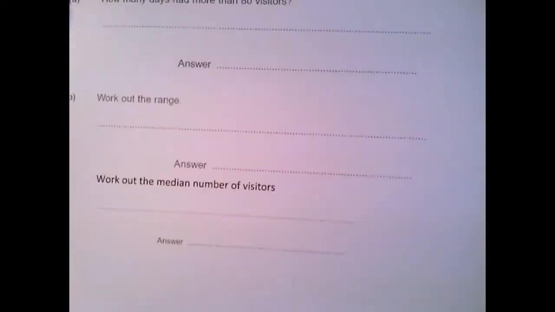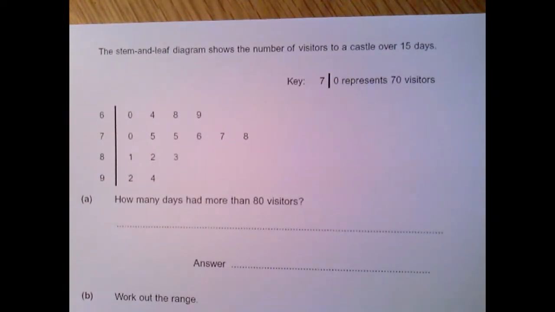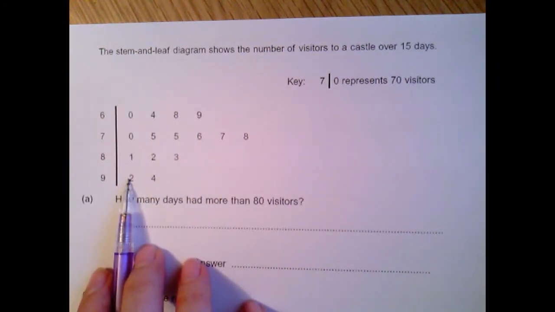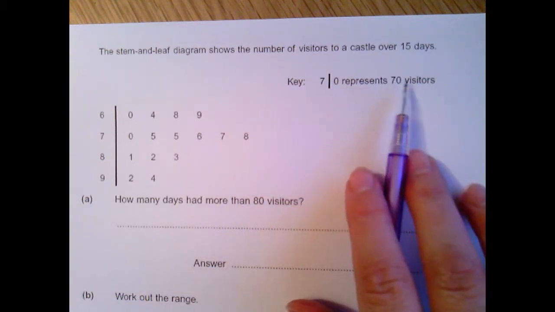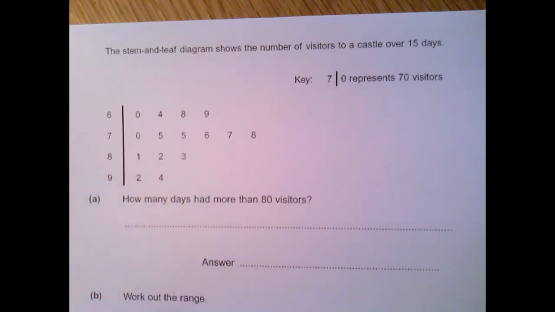Okay, so that was an example where you were having to draw out the stem and leaf diagram. The next one, the stem and leaf diagram, has been given to us. And this time it says the stem and leaf diagram shows the number of visitors to a castle over 15 days. So that's why there's 15 numbers in the stem and leaf diagram. Each number represents the number of visitors on a certain day. And it says there are 7 on the stem and 0 on the leaf represents 70 visitors. So that 0 means 60, 64, 68, 69, 70, 75 and so on.